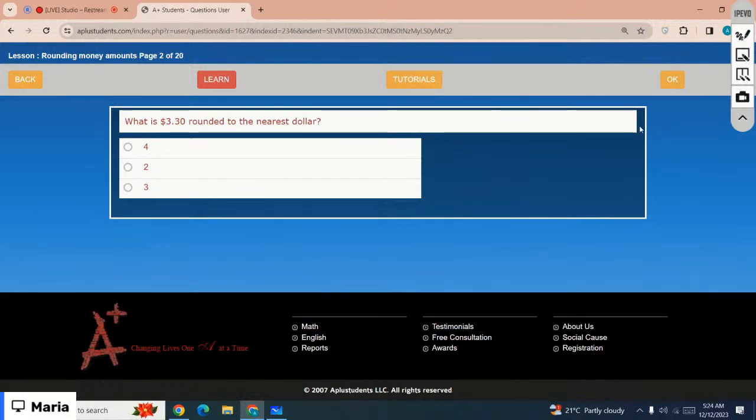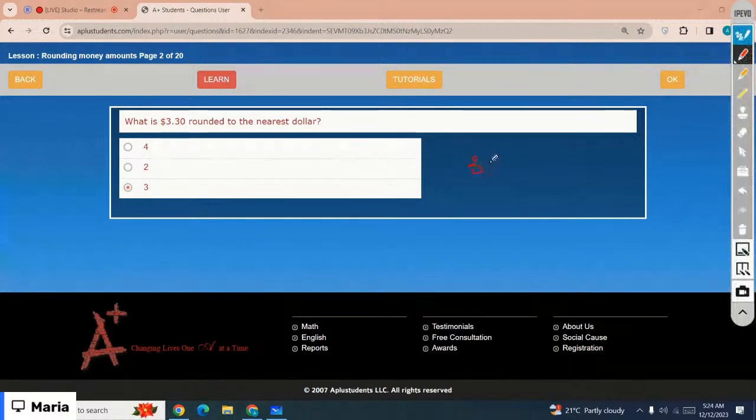The correct option is $3. Is 3.30 rounded off to 3 or 4? No, that is just a 3. You have to round to the nearest dollar, right? Why are you confusing the money amounts? They are exactly the same as numbers. You have to round to the nearest dollar.